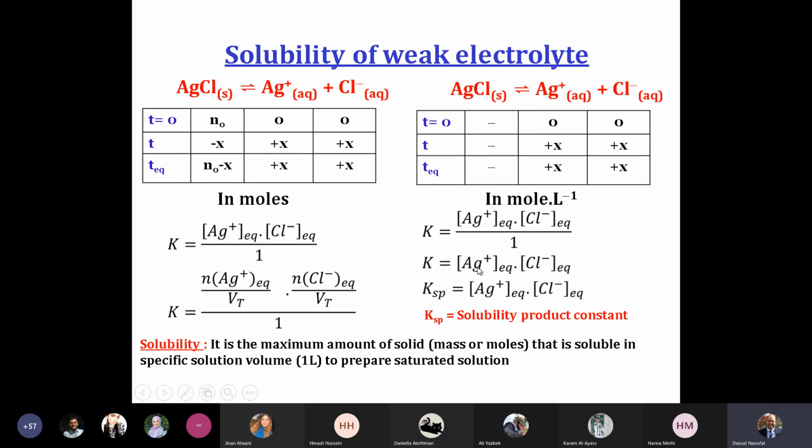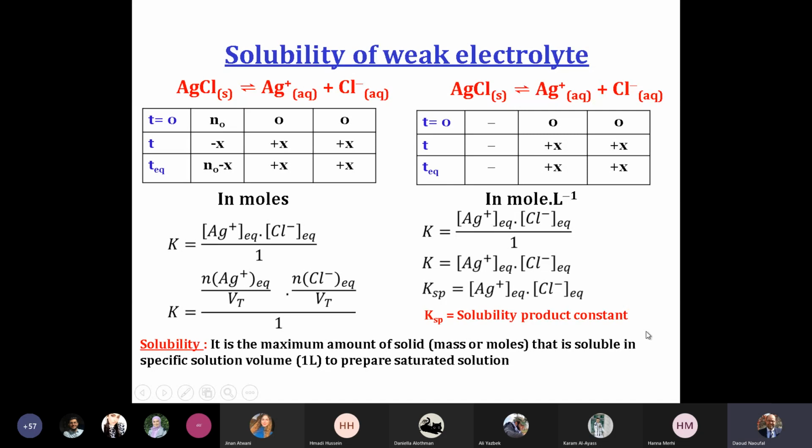So this K is the product of the ions obtained from the dissolution of AgCl at equilibrium. So this K is called the ionic product at equilibrium. But this ion's concentration will define the solubility. So this K at equilibrium is called KSP, the solubility product constant.